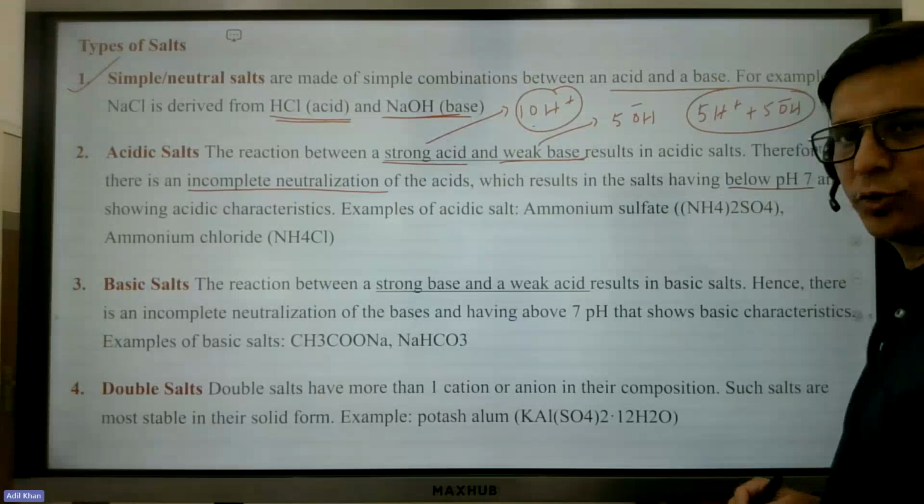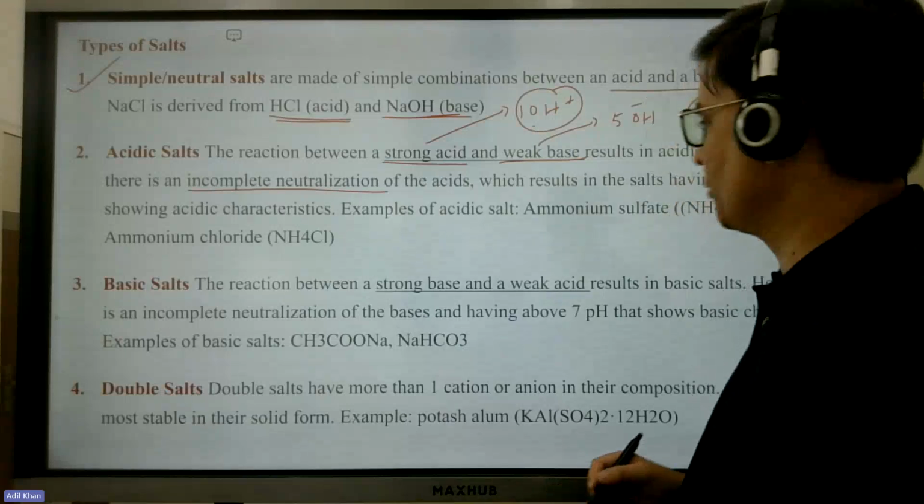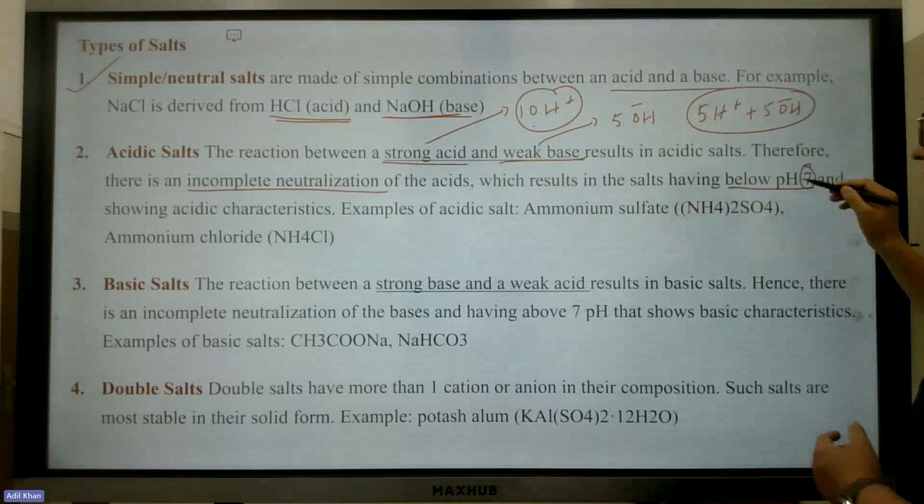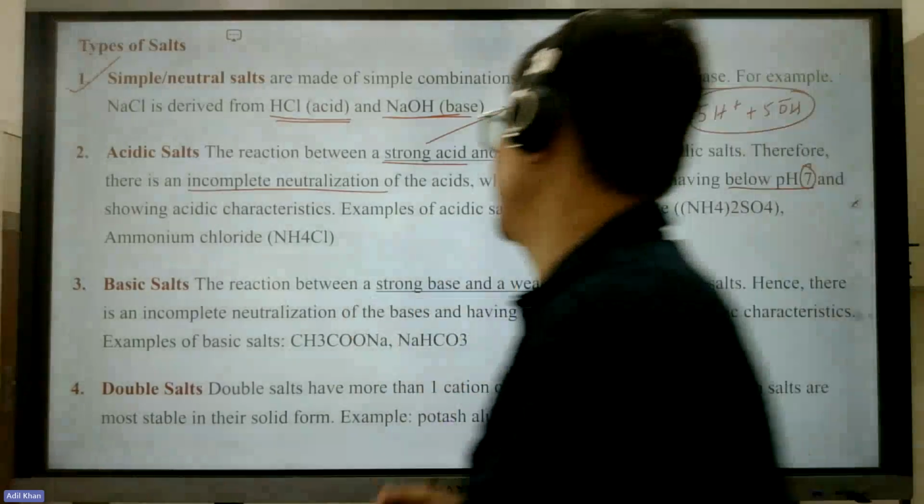What is pH? We will discuss that today. Power of hydrogen, or potency of hydrogen, is the full form. A pH below 7 is acidic in nature, showing an acidic character.